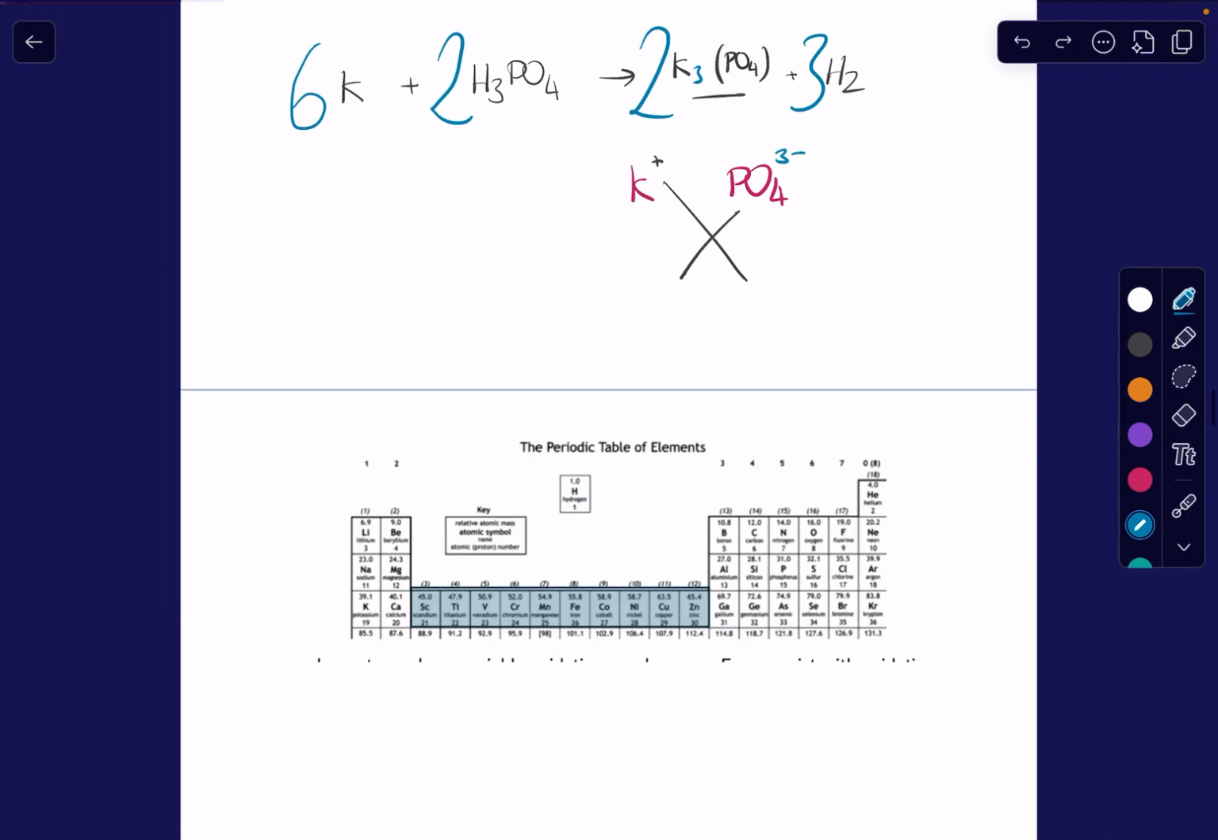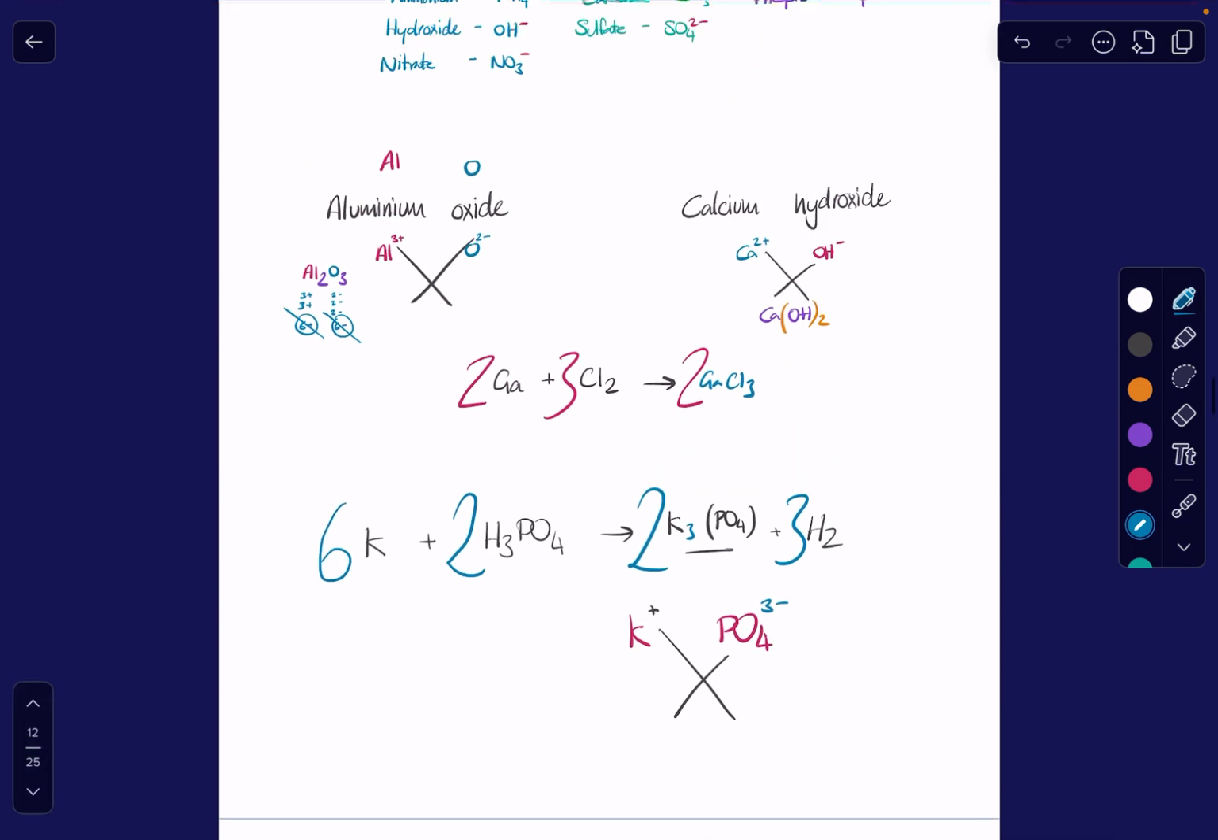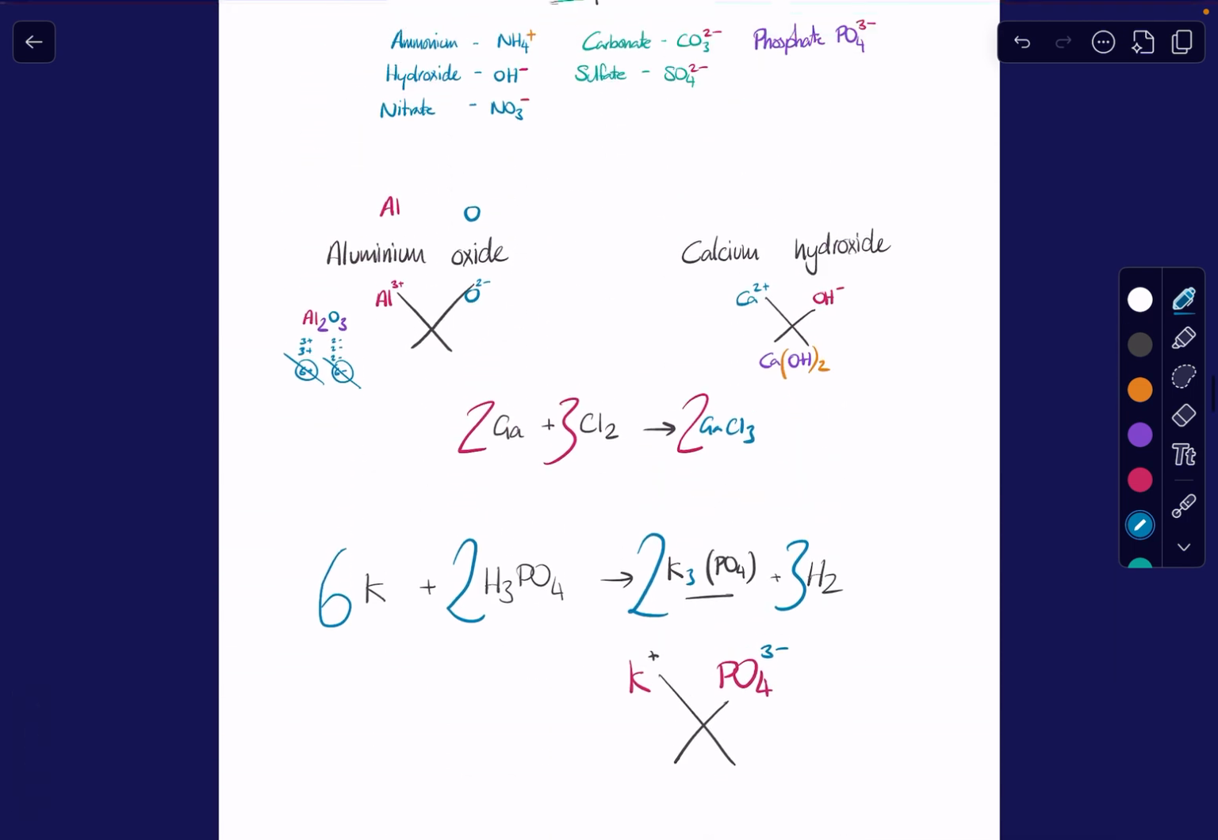I've also got a periodic table here, just to show you that we've got gallium here, which would be 3+, and we could have something like calcium, which would be 2+, and then we just use the periodic table to determine how we do that crossover method.